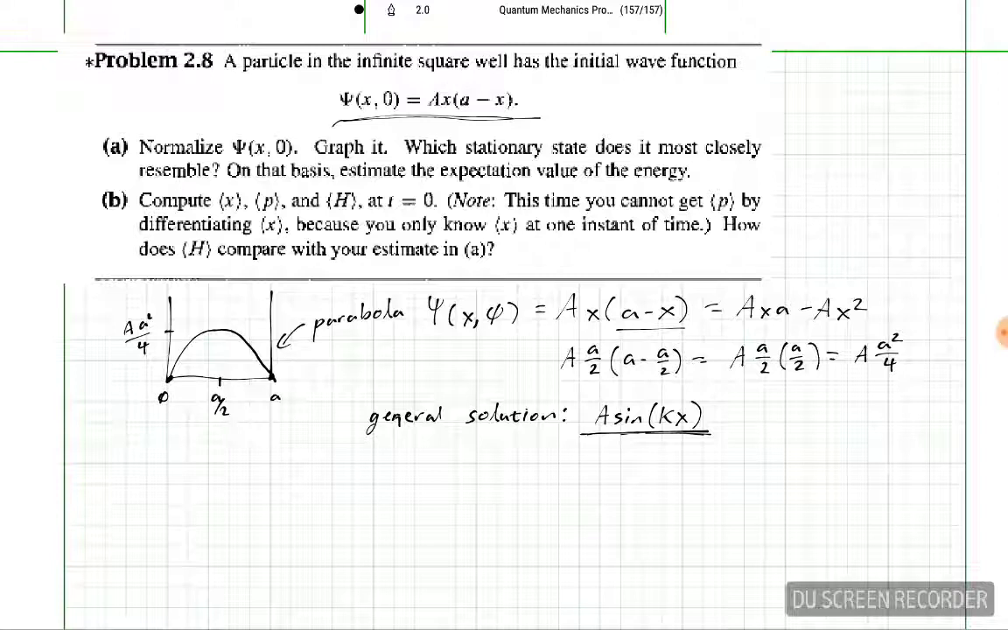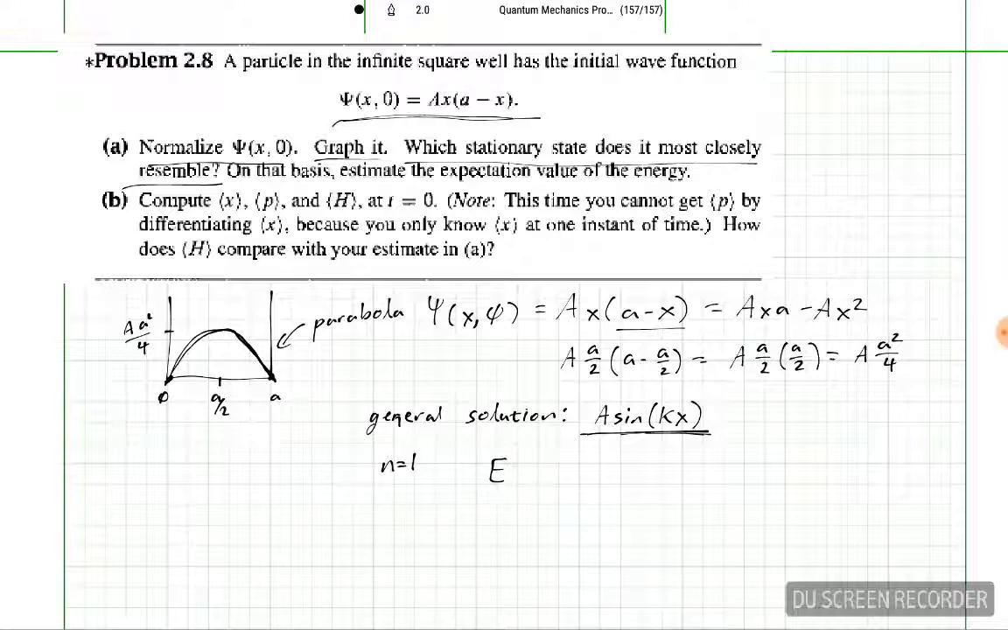Now, first thing we want to do is normalize it. We can graph it, which I already did. I think it's a good thing to do to graph it, because once you graph it, you can visually see which stationary state it most closely resembles. Well, it's a parabola, but it looks a lot like our ground state, right? So it looks a lot like our one antinode sine wave or two node sine wave. So what we would expect for n equal to 1.